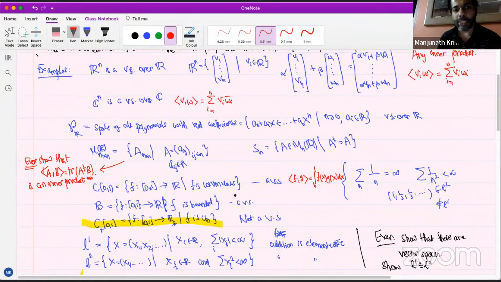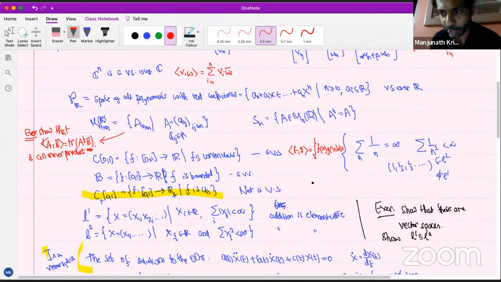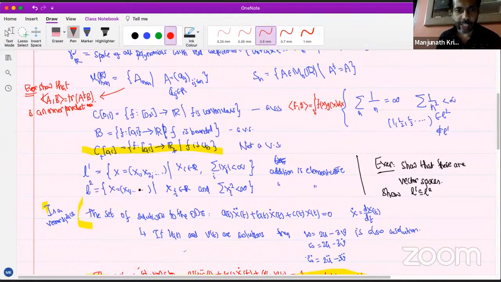Sometimes you may want to study C[0,1] with this inner product. Sometimes you may not want to put this inner product there. Okay. So various things like this. So L1 doesn't have an inner product. There is no natural inner product. Here there is an inner product, which is just the natural extension, sum of xi yi.